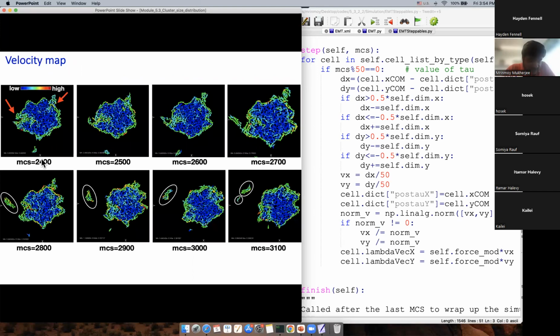So what is happening actually? If you plot the velocity map here, just observe these two positions shown by this arrow. Here the cells try to align or move collectively, and here also they are trying to do that. But as time progresses, here they can manage to align to each other, but here they can't do that.